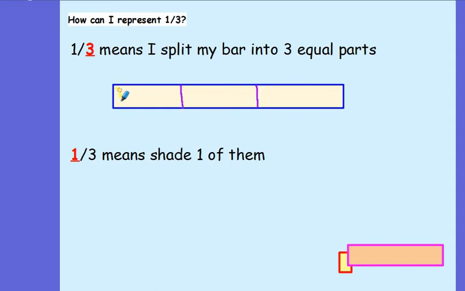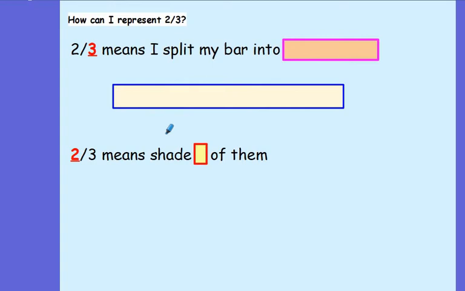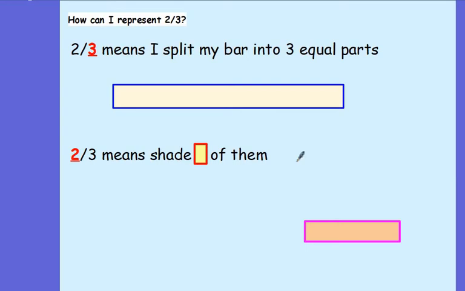Let's pick a better colour. And there you have it. I've split my bar into 3 equal pieces and I've shaded in 1/3 because I've got 1 as my numerator. 2/3. How many parts do I need to split my bar into this time, Macy Jane? Exactly, I need to split it into 3 again. My denominator's 3, so I need 3 equal parts. Here they are. 1, 2, 3.